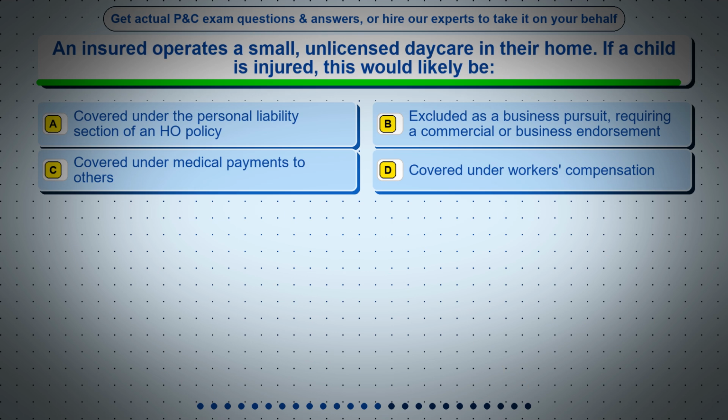Question 14. An insured operates a small, unlicensed daycare in their home. If a child is injured, this would likely be: Option A, covered under the personal liability section of an HO policy. Option B, excluded as a business pursuit, requiring a commercial or business endorsement. Option C, covered under medical payments to others. Option D, covered under workers' compensation.